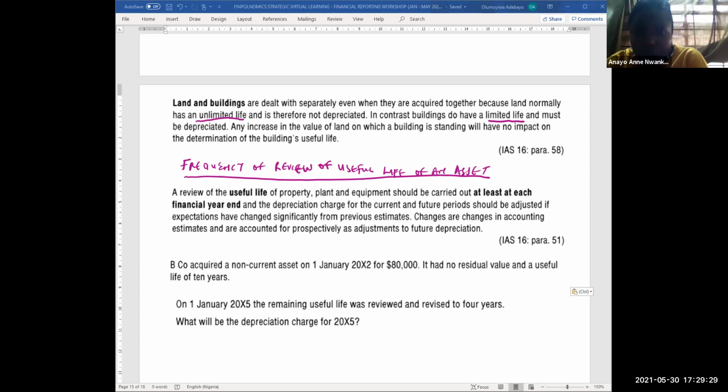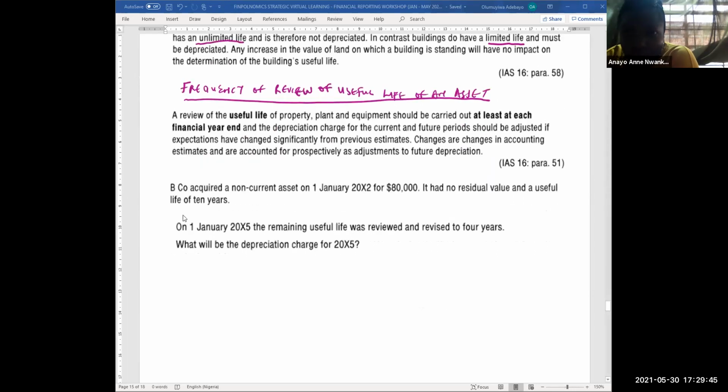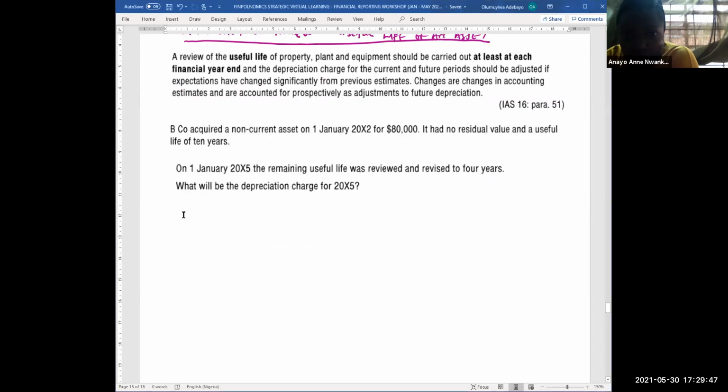Illustration. BCO acquired a non-current asset on January 1, 20x2 for $80,000. It had no residual value and a useful life of 10 years. On January 1, 20x5, the remaining useful life was reviewed and revised to 4 years. What will be the depreciation charge for 20x5?